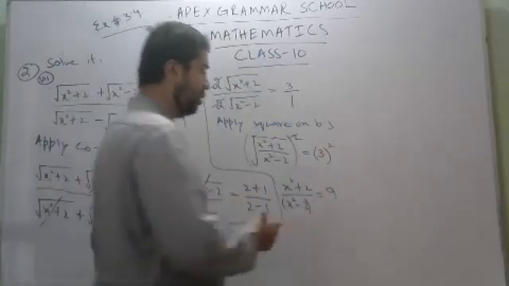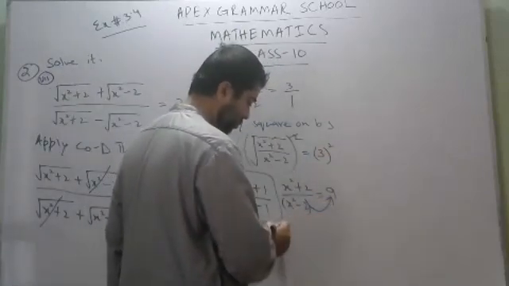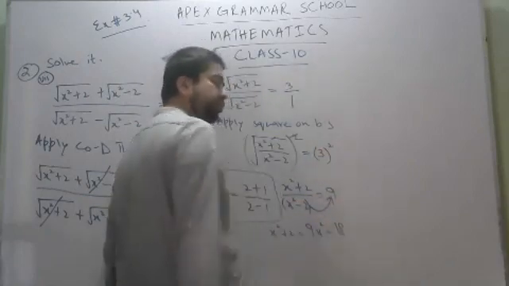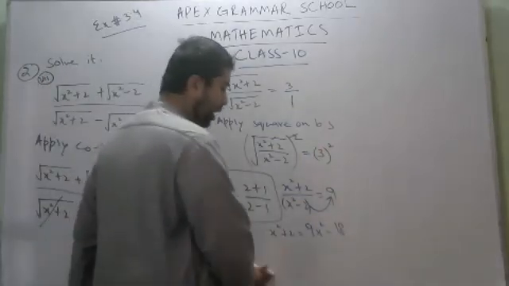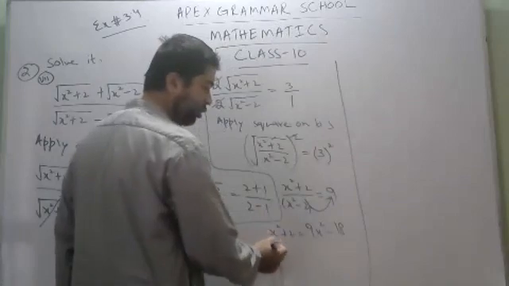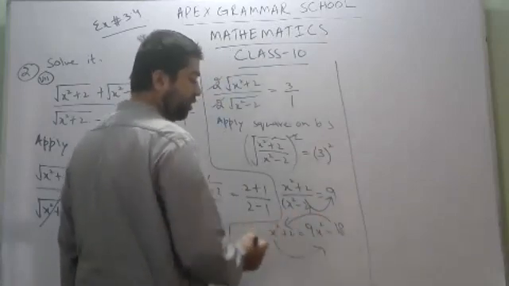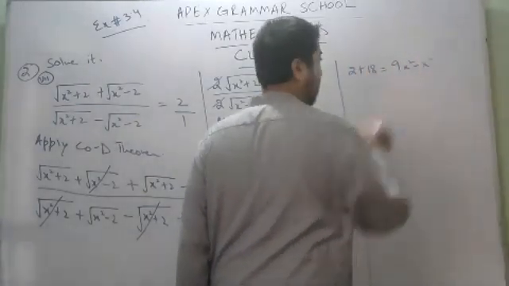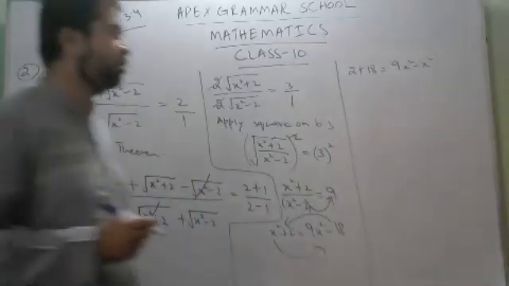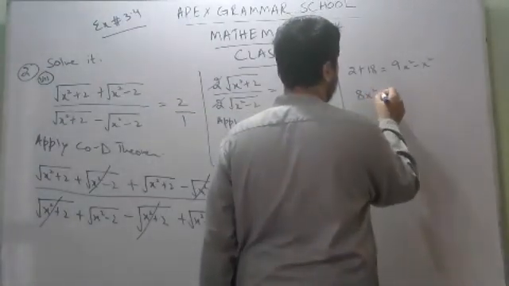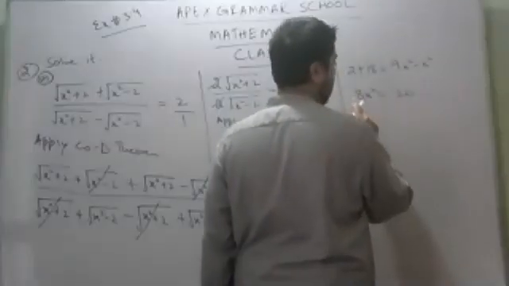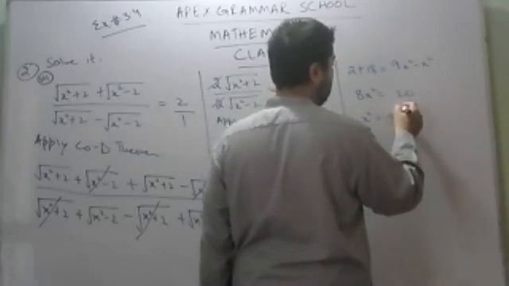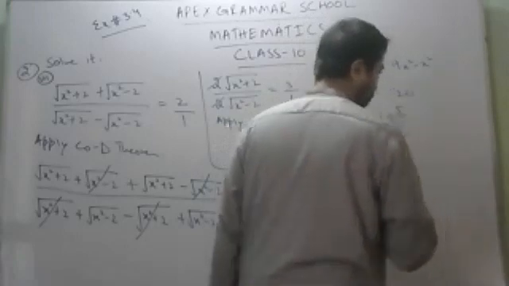Now, after cross multiplication, 9x square minus 9 times 2 is 18. After that, this x square will be negative there, and this minus 18 will be positive there. So 2 plus 18 is equal to 9x square minus x square. 9x square minus x square is 8x square, is equal to 18 plus 2, that is 20. So 8 will be divided there. 4 times 2 is 8, 4 times 5 is 20. So x square is equal to 5 by 2.